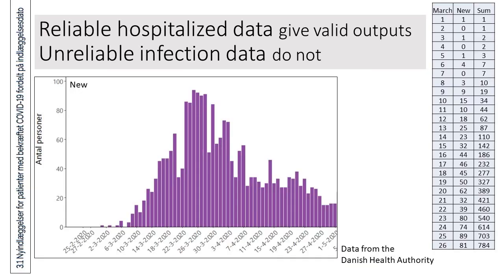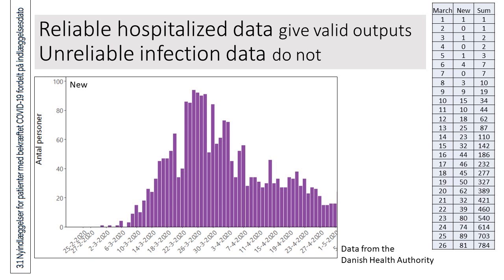To have reliable data, we use the number of hospitalized, since we are not able to measure the total number of infected persons in a population. The number of hospitalized then allows finding the number of respirators needed. Here we see the Danish data for persons being hospitalized daily.